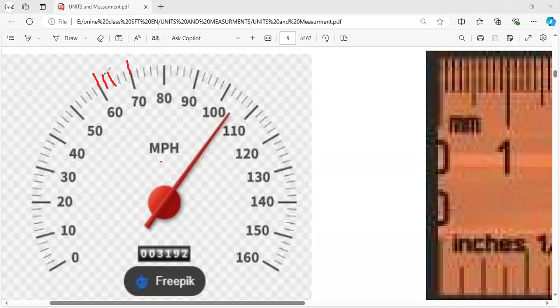So the next one is going to be 62, right? 64, 66, 68, and 70. So what is the least count then? Whatever the value in between this small gap, it is going to be 2 meters per second. That is the minimum or the least count.